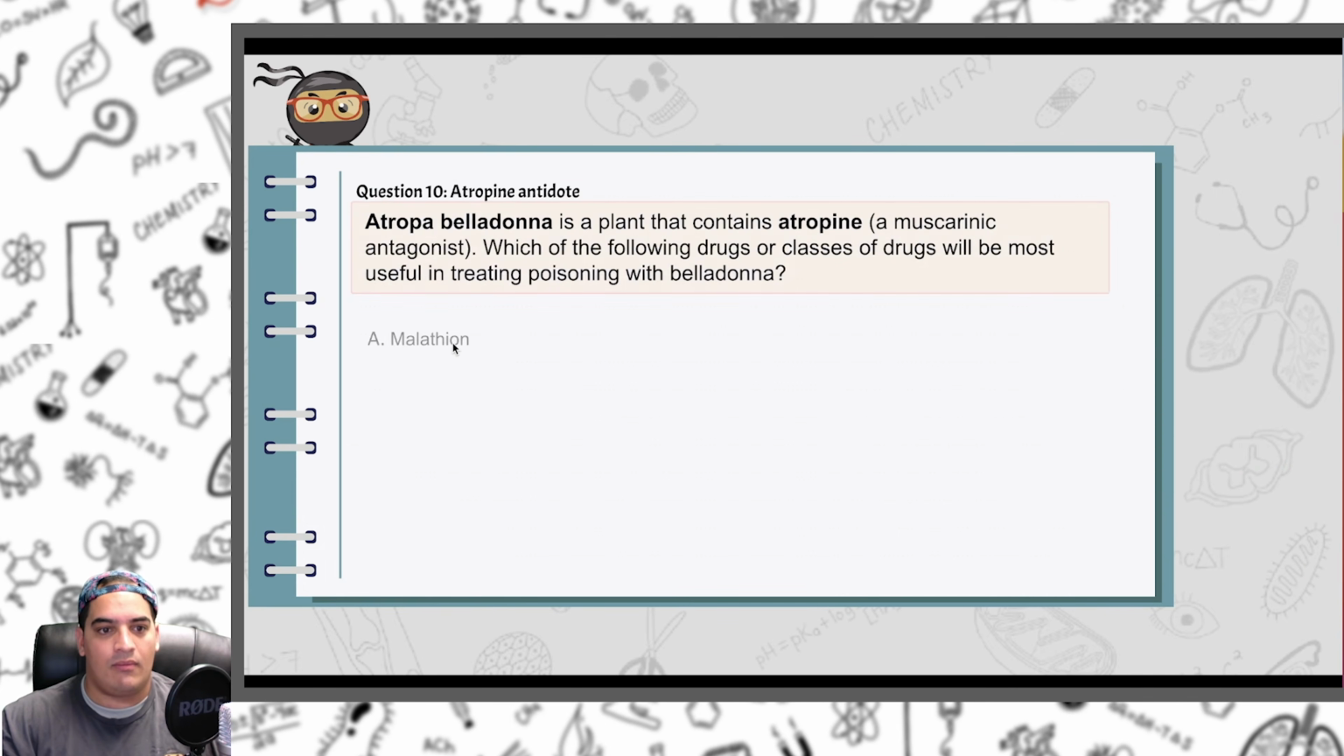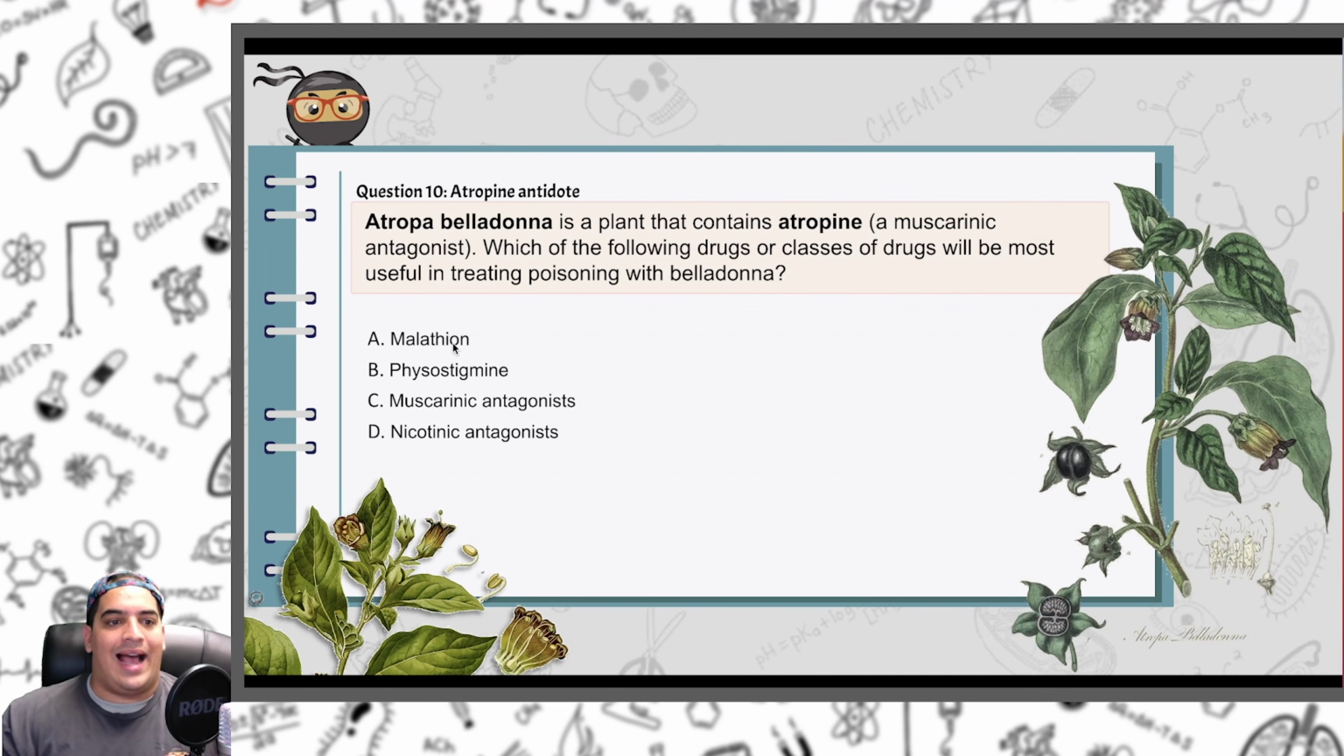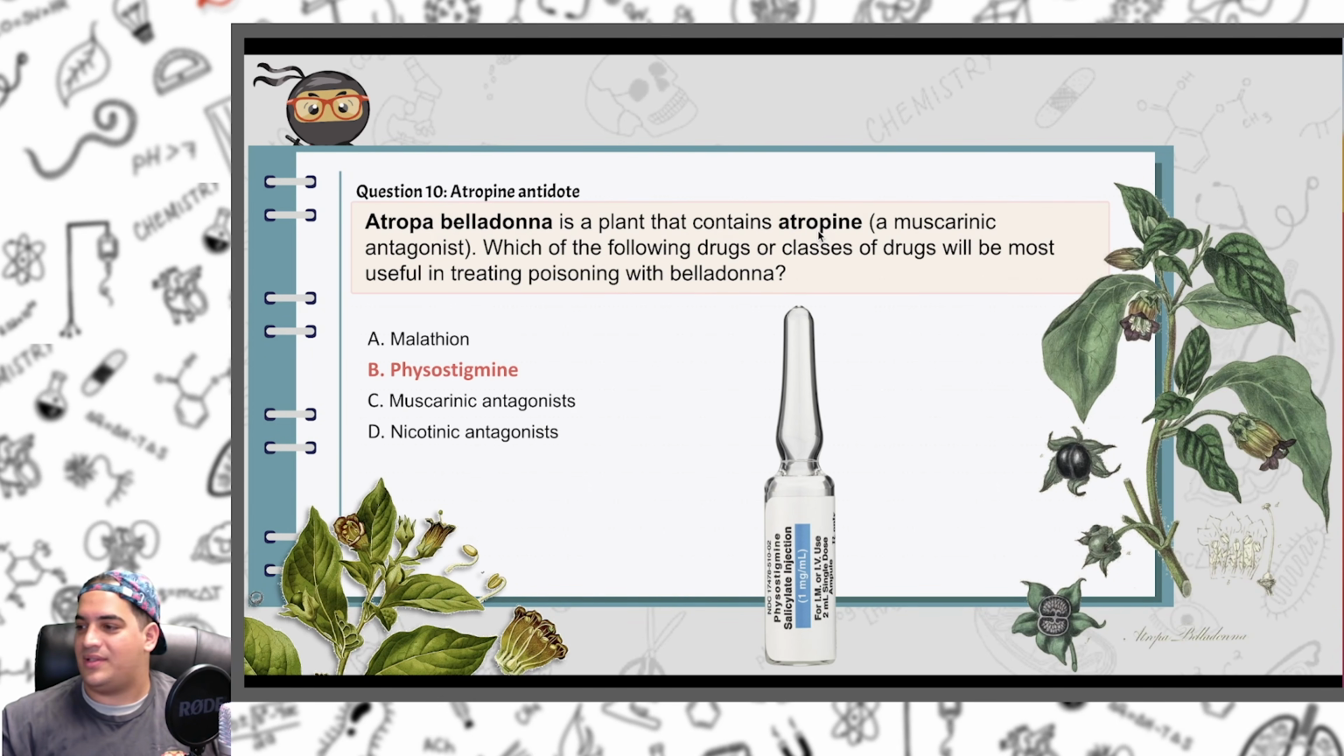Good. All right, last question here is atropine. It comes from this plant called Atropa belladonna, and it's a muscarinic antagonist, right? So it's an anticholinergic. Which of the following drugs or classes of drugs will be most useful in treating poisonings due to atropine? Remember, I told you that neuromuscular blockers are going to be pushed out by neostigmine. Which drug pushes out tricyclic antidepressants, pushes out atropine, pushes out antipsychotics? Physostigmine. So it should be physostigmine.